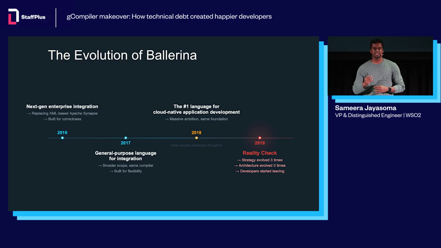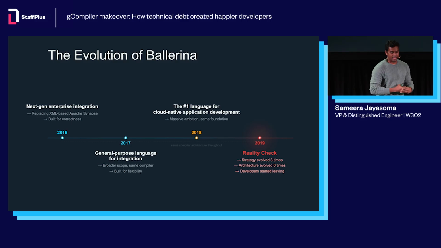So we started this project to figure out what we could do better. Can we come up with a developer-friendly language for this? That's how it started. But in 2017, as with any project, we broadened the scope. We said we want to become a general-purpose programming language optimized for integration. In 2018, we broadened the scope even more, and we said we want to become the number one programming language of choice if you're writing cloud-native applications. That's very ambitious.